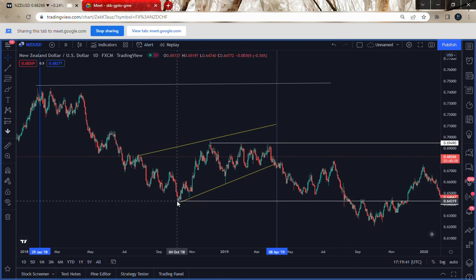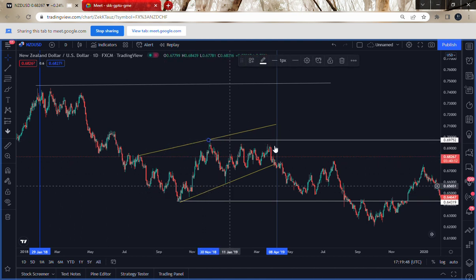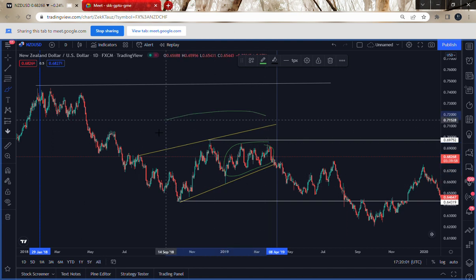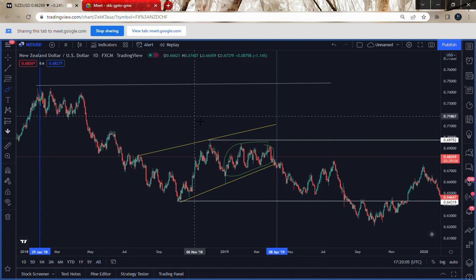Okay, all right. So now from here, what we see is that we have this corrective structure. And here, it's about this last part. Remember, it's about the last part. We know that overall we have a correction. This is the daily. Still, we are looking for a continuation to the downside.